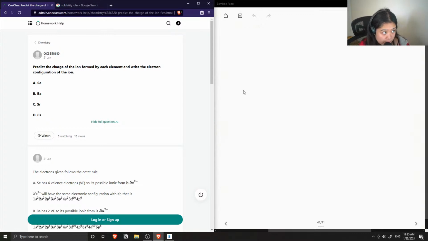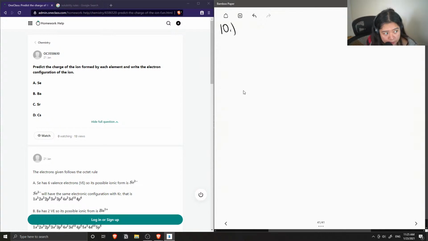Okay, so question number 10. Predict the charge of the ion formed by each element and write the electron configuration of the ion. So first, let's write down all the different electron configurations of our ground state elements. So for A, we have selenium. And just to make it easier, I'll do them in the shorthand configuration.